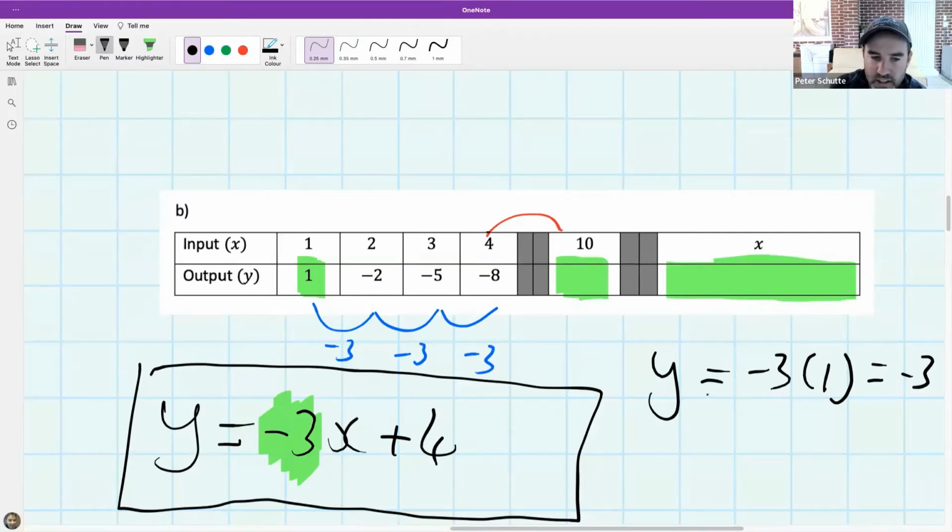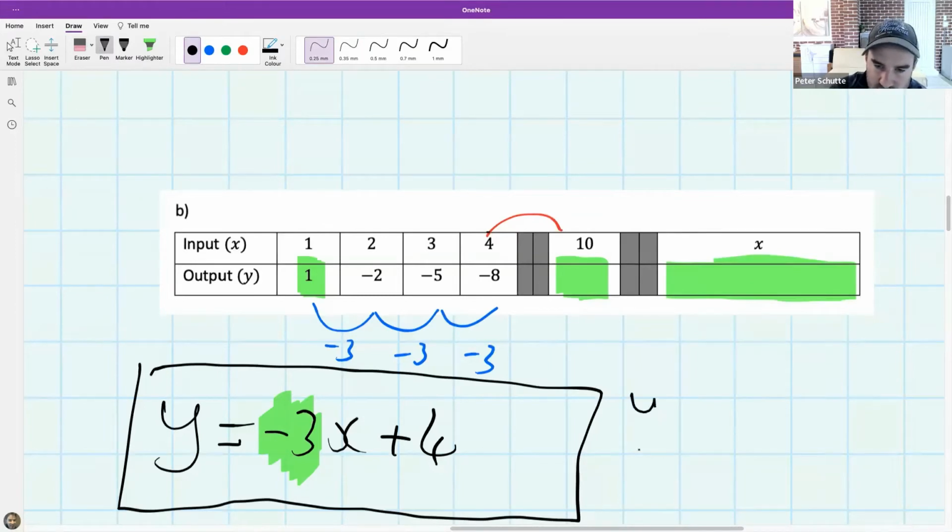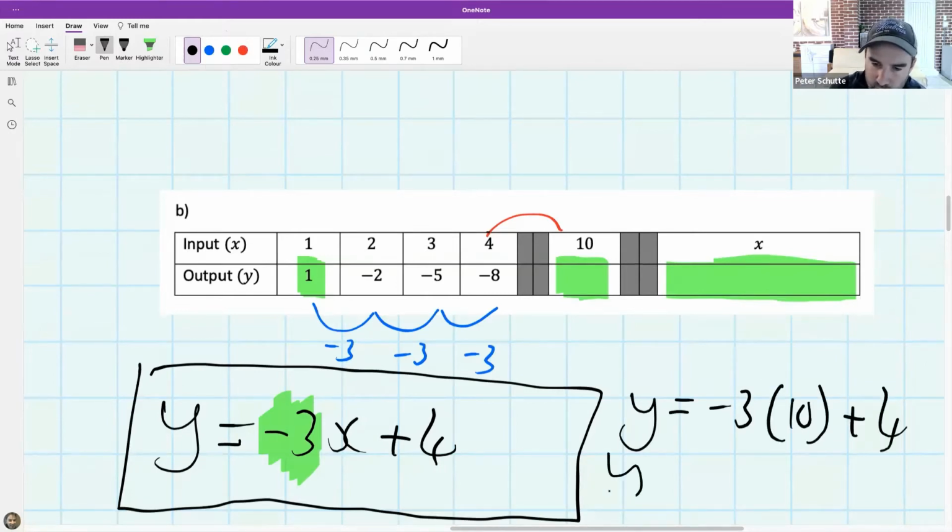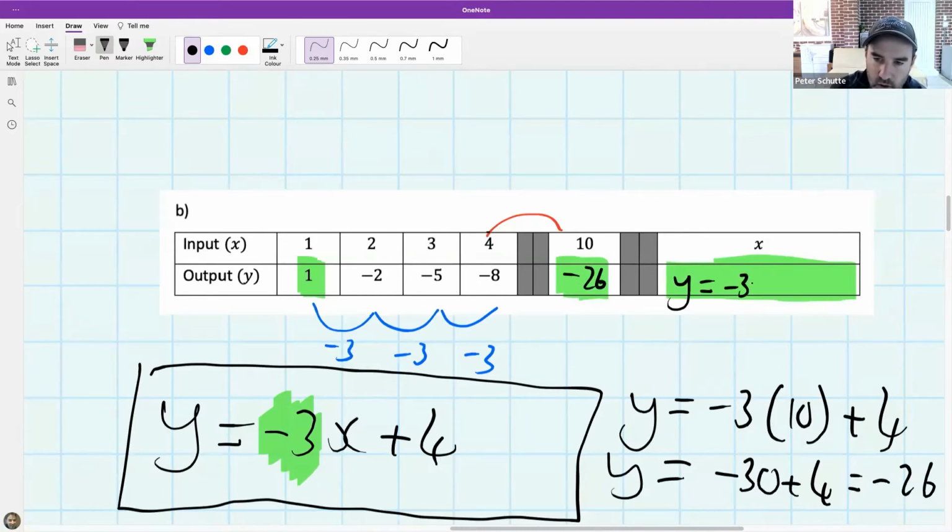And then using that rule that you've just worked out, I'm going to use your rule to help me. If I put a 10 in, I get -30 plus 4, which gives me -26. And so we are getting quite good at defining the relationship between these inputs and outputs.